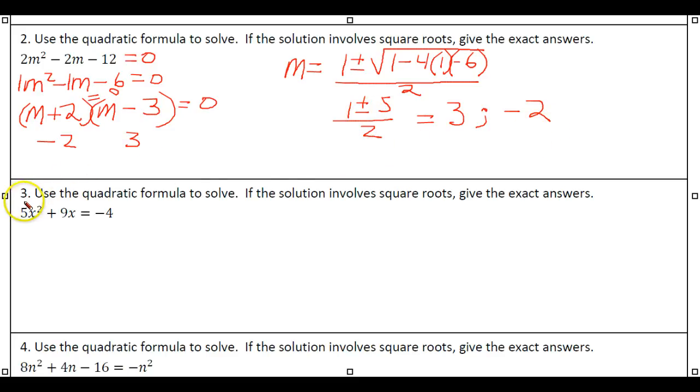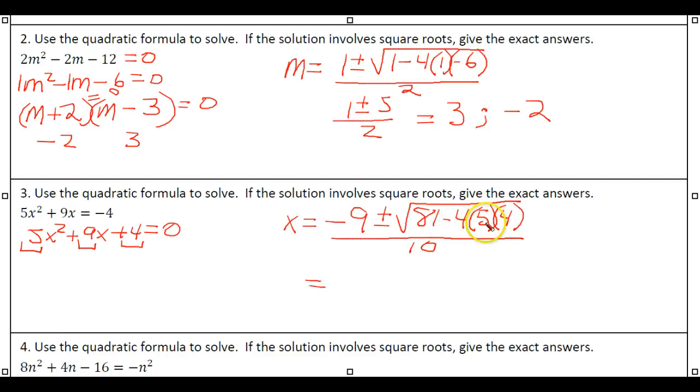Now, as we look at example 3, this is not in standard form. So the first thing we have to do is put it in standard form. 5x squared plus 9x plus 4 equals 0. Okay, so now our a is 5, our b is 9, and our c is 4. Let's put that in the quadratic formula.